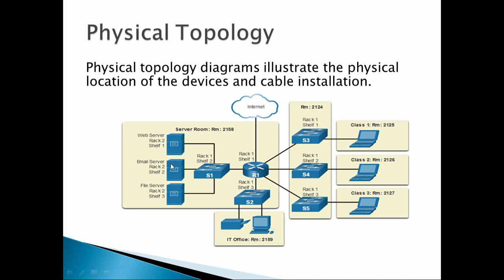So this web server, email server, and file server are in a single room and on different shelf numbers 1, 2 and 3. You can see this, and the rack number is also given. So it is a physical topology.